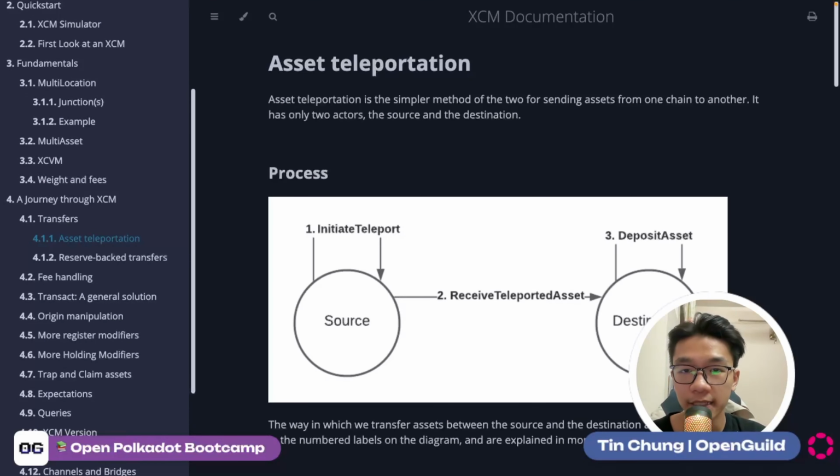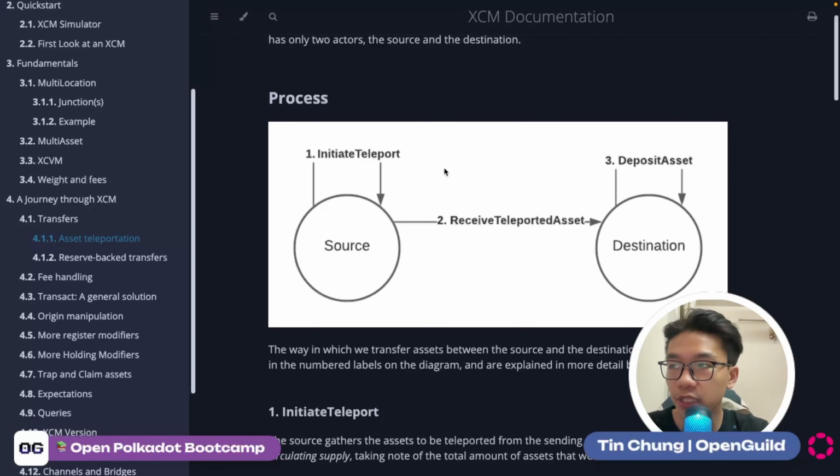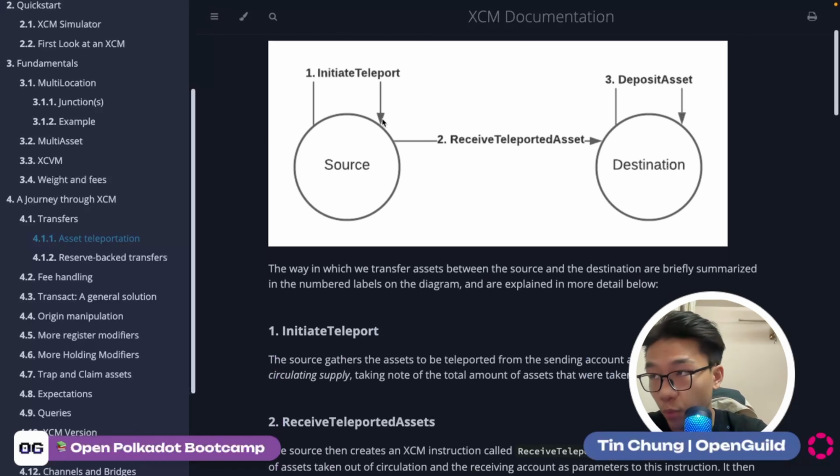Now we move to asset teleportation. As you can see in the diagram over here, we have a few different instructions involved in this process. The first one will be initiate teleport, then receive teleported asset, and the deposit asset. And I think that it is very straightforward.